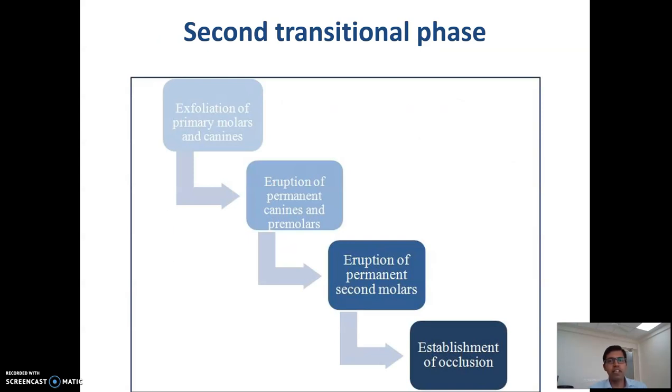Next phase is the second transitional phase. During this phase, exfoliation of primary molars and canines occurs, followed by eruption of permanent canines and premolars. Then the eruption of the permanent second molar occurs, and finally establishment of occlusion.